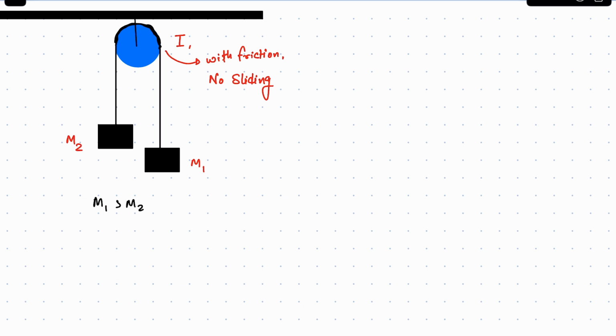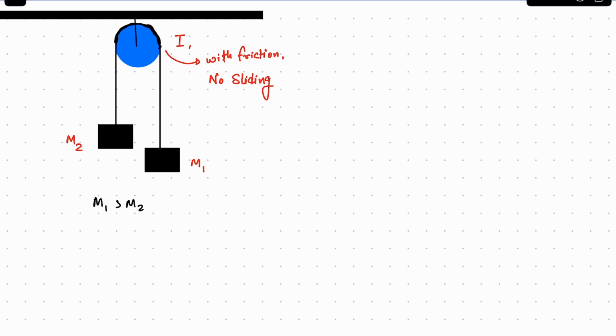A similar kind of concept we have also done in Newton's laws of motion, called the Atwood machine, but there the pulley was massless. Here this pulley has a certain mass, and the rope is not sliding over the pulley, it is doing a pure rolling motion or kind of pure rotational motion, right? In that condition we need to figure it out.